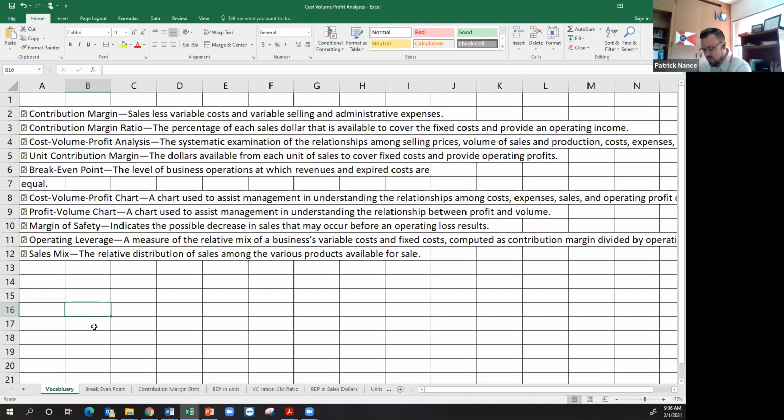So we'll look at the contribution margin income statement in this. We're going to look at how to find break-even point in units and in sales dollars. And we're also going to look at the contribution margin ratio, variable cost ratio, and the break-even point in sales dollars, which I think I already said.